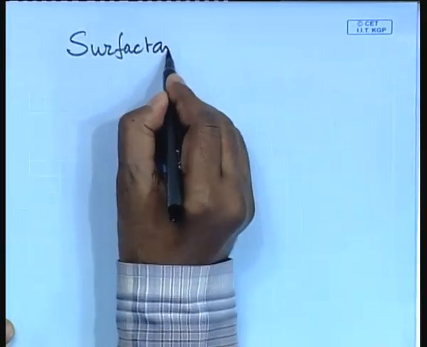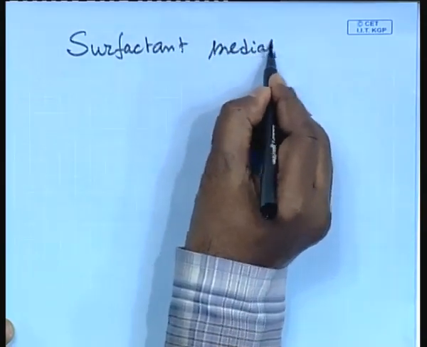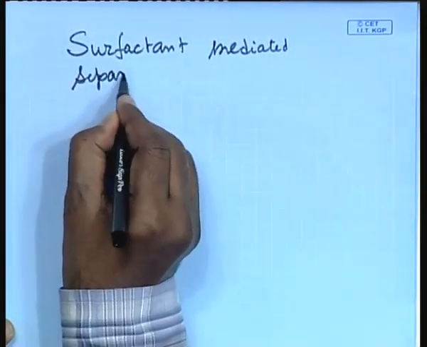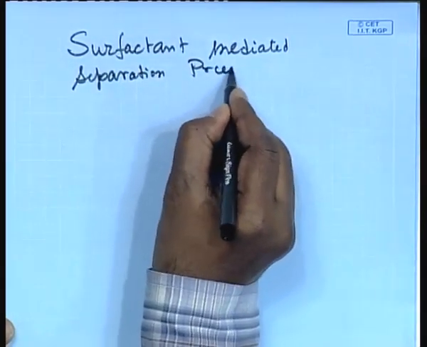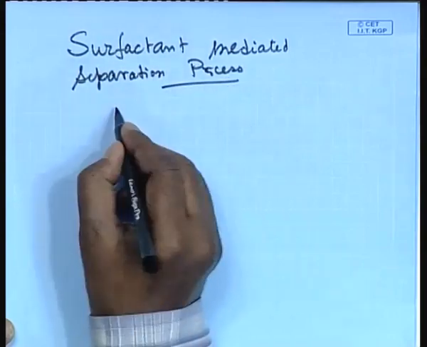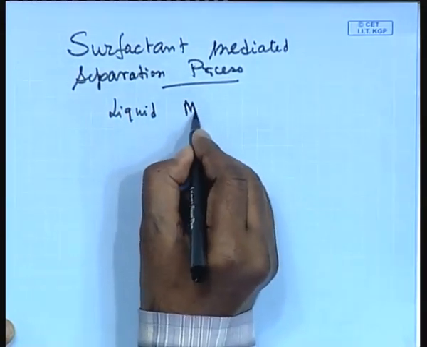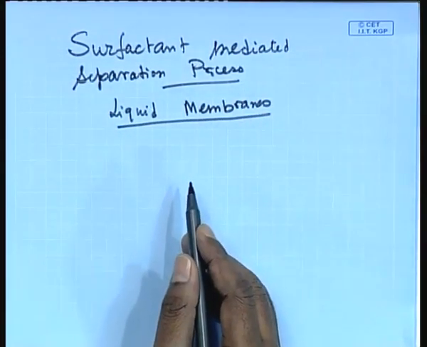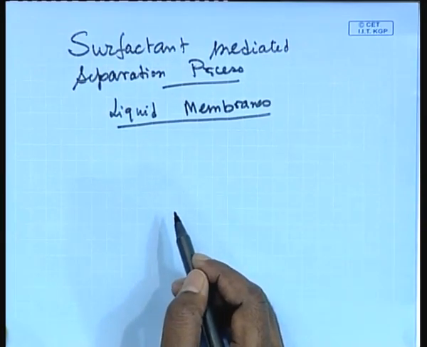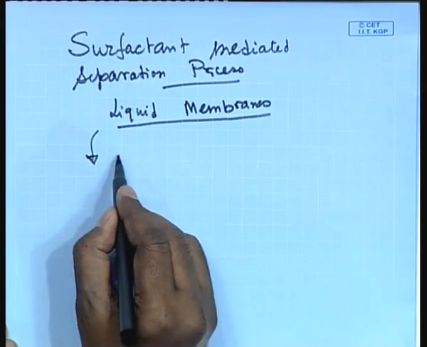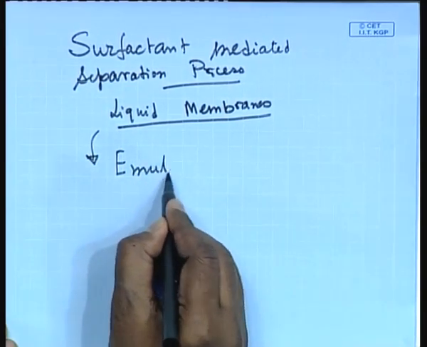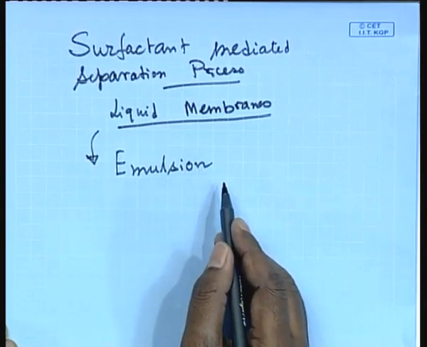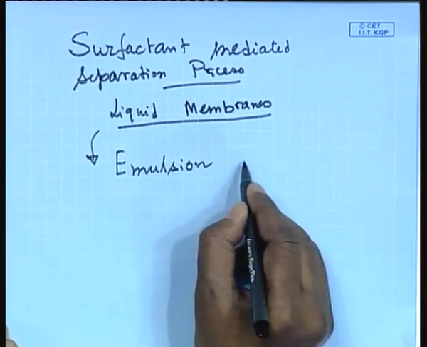We'll now start the third surfactant mediated separation process, that is the liquid membranes. Previously, we have discussed two more, that is the cloud point extraction and micellar enhanced ultrafiltration. Now, we will talk about the liquid membranes, and in this chapter, we will be talking about the emulsion liquid membranes only. There are two liquid membranes, one is the supported liquid membrane, another is the emulsion liquid membrane, and we will be talking about the emulsion liquid membranes only.